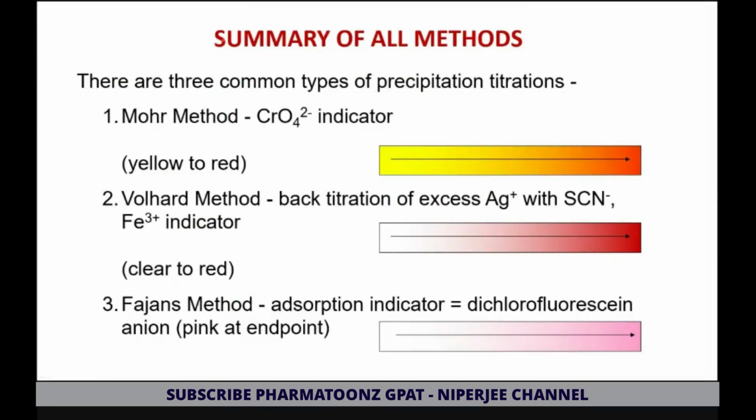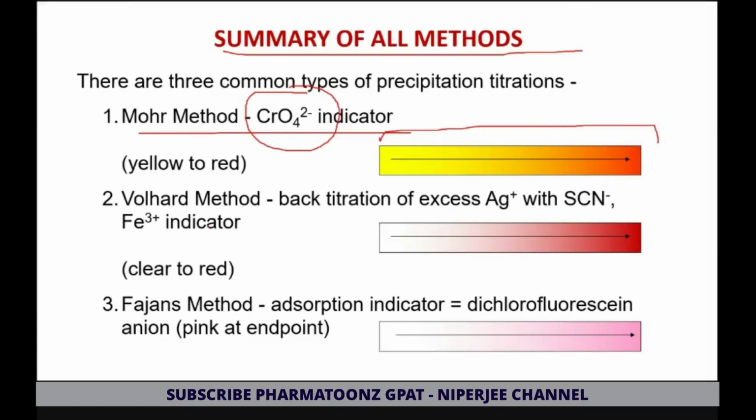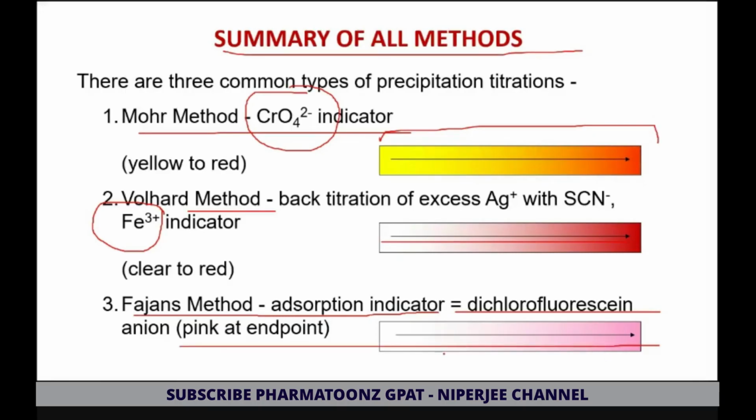Now if we look at the summary of all the methods: in Mohr's method, generally chromate indicator is used and the color change is yellow to red. In the Volhard method, we are using ferric alum, Fe3+, or another name is ferric ammonium sulfate, which is used as an indicator, and the color change is clear to red. And in the Fajans method, it is called an adsorption indicator. Dichlorofluorescein or eosin is used, and the color is pink at the end point.